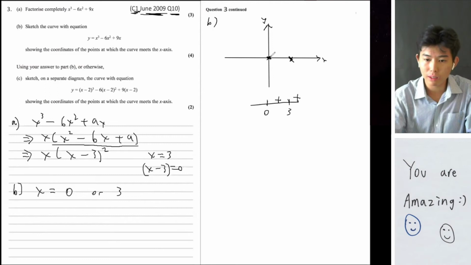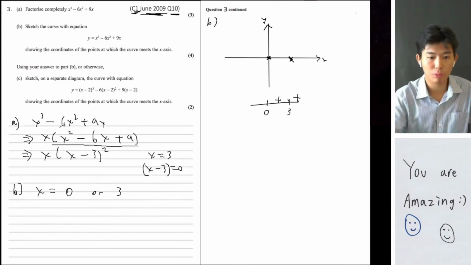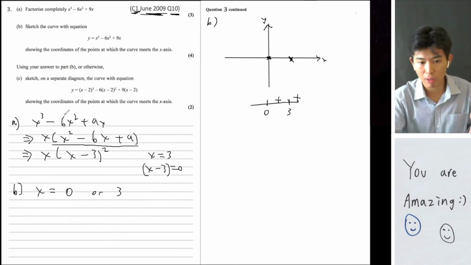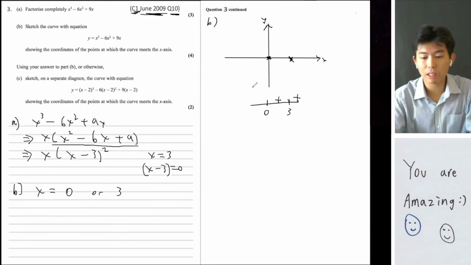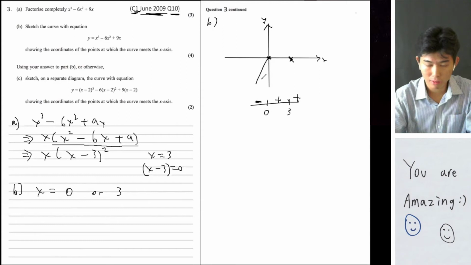So we know that the range between 0 and 3, and greater than 3, would be positive. Positive area, positive area. What if we put in any number that is smaller than 0? Let's say -1. If we put -1 in here, -1 cubed will be -1, minus 6 times -1 squared, plus 9 times -1 would be -16, and -16 would be a negative sign here. So the curve should look something like this.